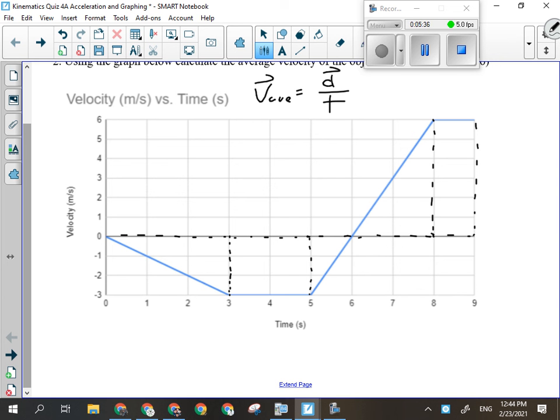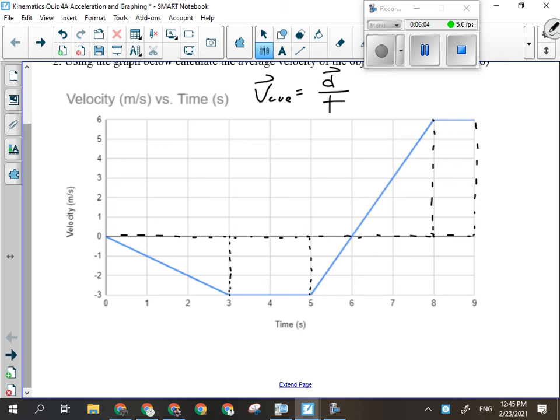Now, a lot of people don't like the answer they get for this question. How many people didn't like the answer they got for this question? Yeah, and I can totally see why. But if you look at the graph, does it make sense? Okay, well, let's have a look at it. So, in this part here, the object is accelerating in a negative direction. Okay, it's going faster in a negative direction.